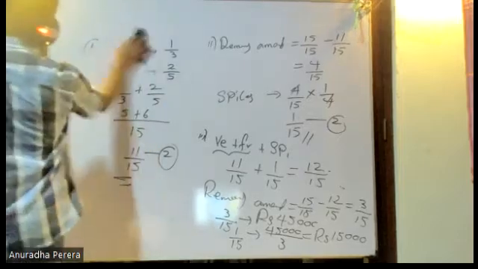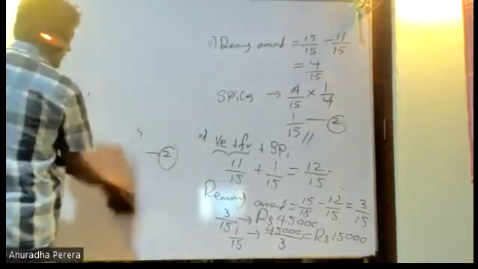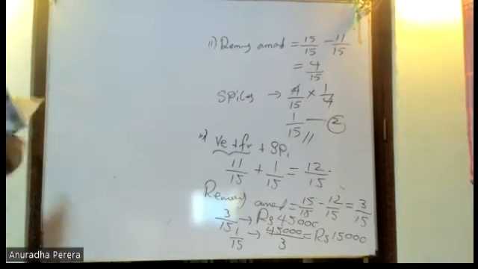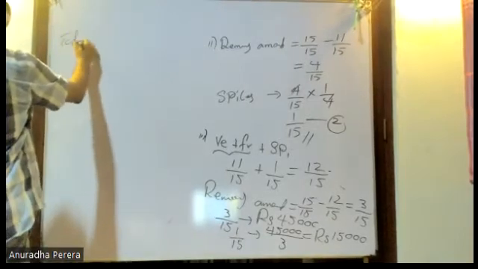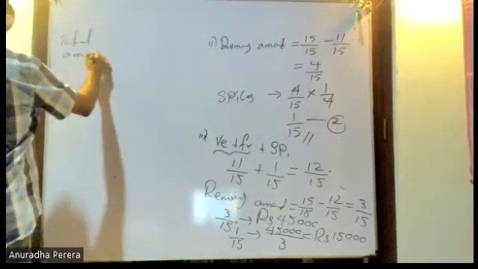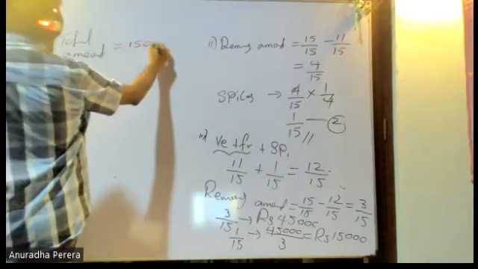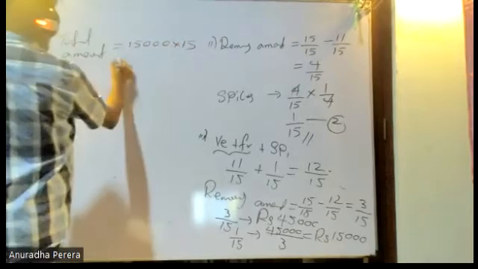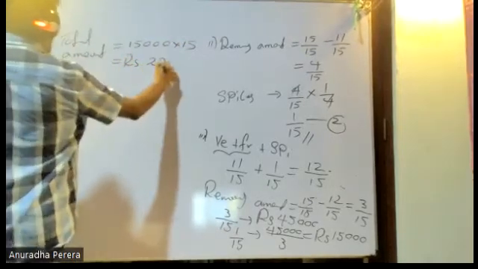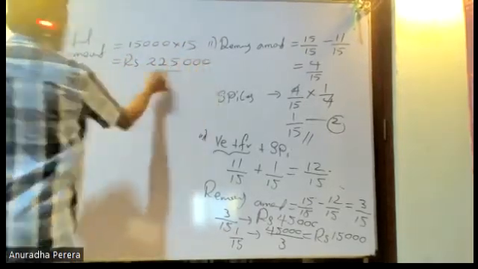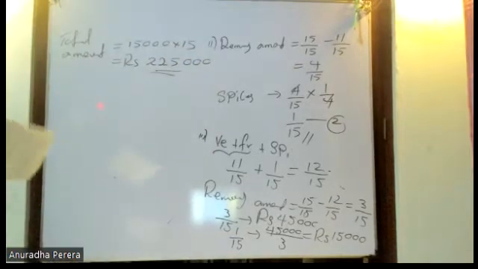Total amount means 15/15. To find the total amount, multiply 15,000 by 15. The answer is 225,000 rupees. 3 marks.